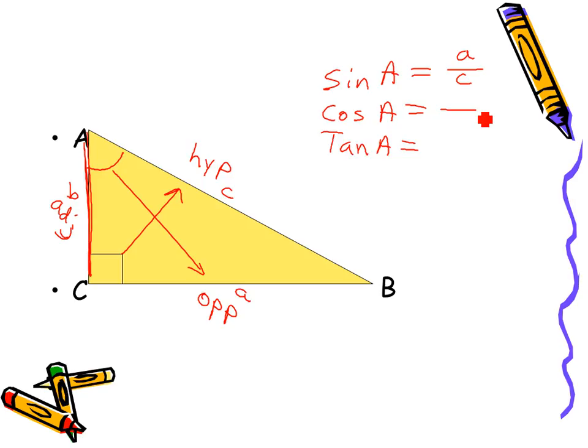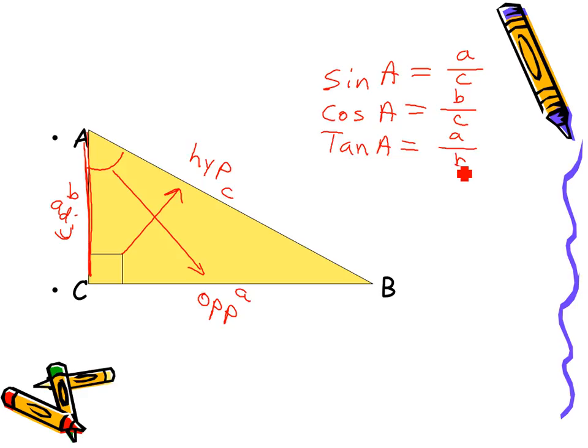Next one, the cosine. What's cosine? That's the CAH part. Adjacent over hypotenuse. What's the adjacent? b over c. The tangent. That's the TOA part. What's it deal with? So what's that going to be? a over b.